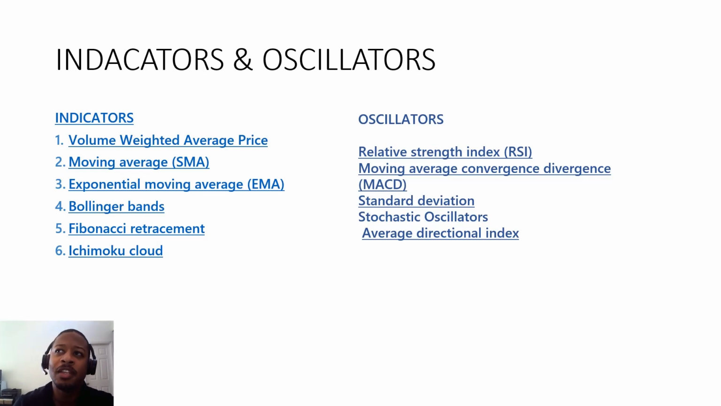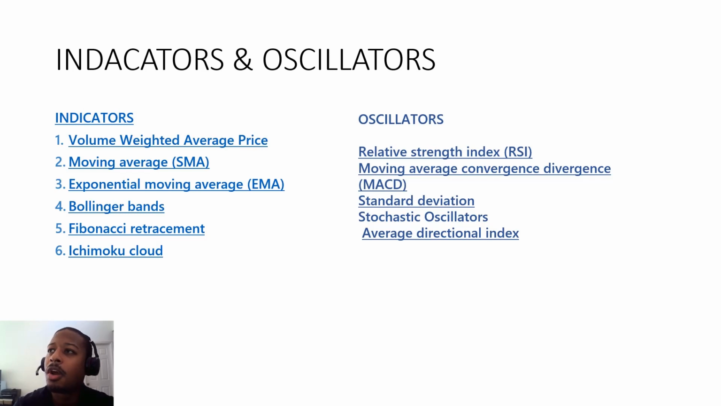They have the volume weighted average price, the VWAP. They have the moving averages. The simple one is SMA, simple moving average, and there's the exponential moving average, the EMA. There's Bollinger Bands, there's Fibonacci retracement tools, and then there's HMO clouds. So those are kind of like the main indicators that are there.